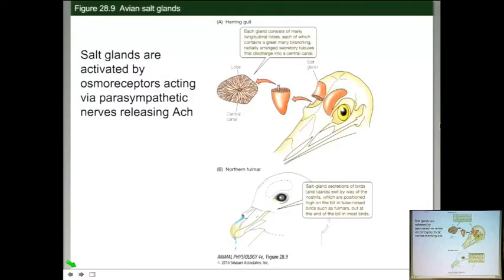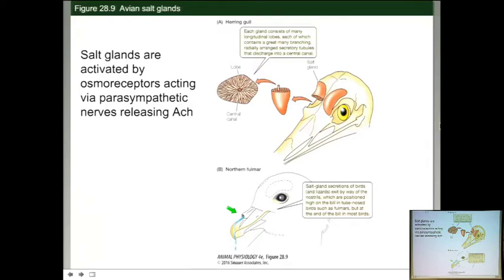Now, the avian salt glands are very specifically adapted to excrete high concentrations of salt. And in birds, they are just above the eyes, in the orbit of birds, and they have a duct which leads out down the nose, either a duct that's partway out, like it is here in this fulmar bird, or at the end of the beak, as in the gull.